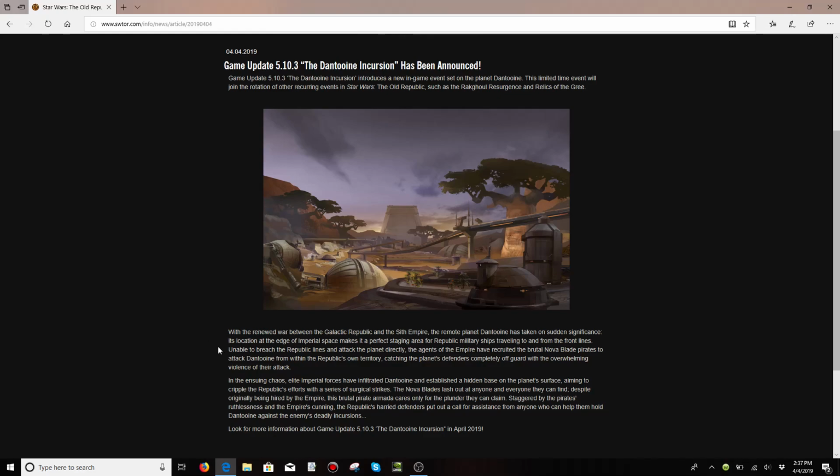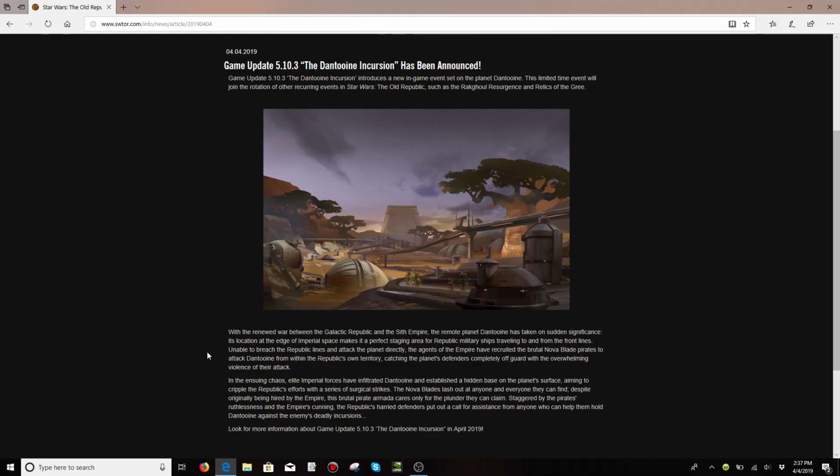With the renewed war between the Galactic Republic and the Sith Empire, the remote planet Dantooine has taken on a sudden significance. Its location at the edge of Imperial space makes it a perfect staging area for Republic military ships traveling to and from the front lines. Unable to breach the Republic lines and attack the planet directly, the agents of the Empire have recruited the brutal Nova Blade pirates to attack Dantooine from within the Republic's own territory, catching the planet's defenders completely off guard with the overwhelming violence of their attack.